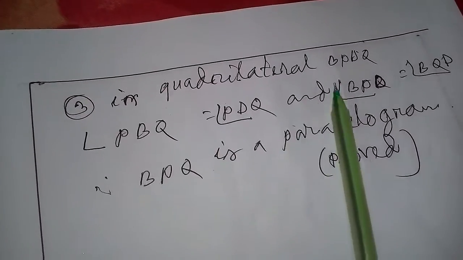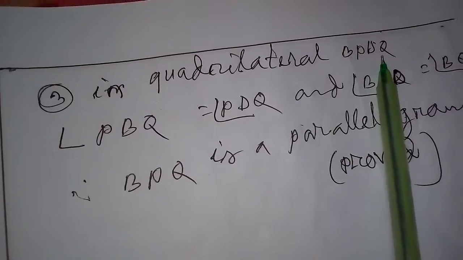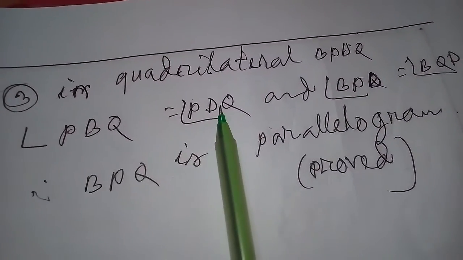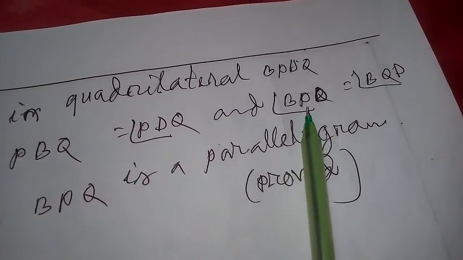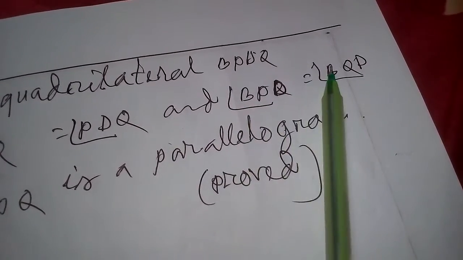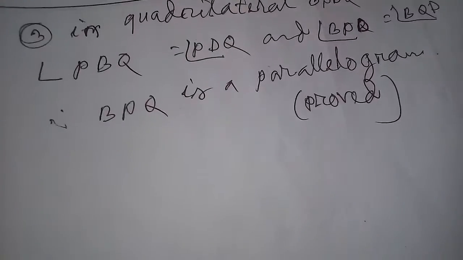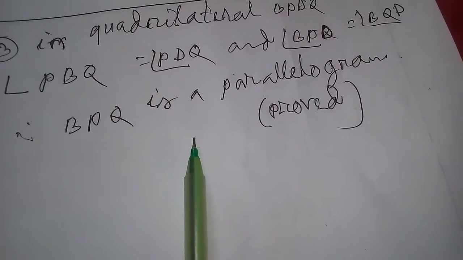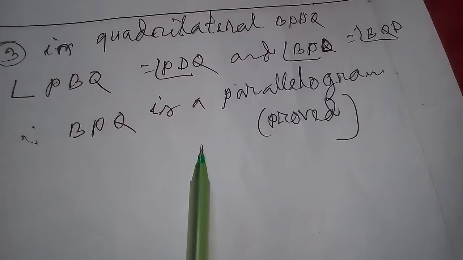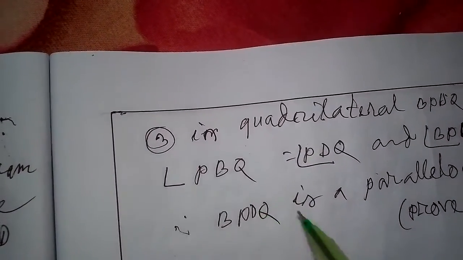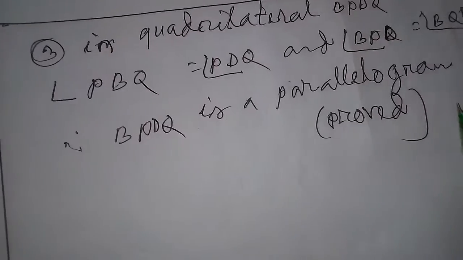Now, in quadrilateral BPDQ, angle PBQ equals angle PDQ and angle BPD equals angle BQD. So BPDQ is a parallelogram.